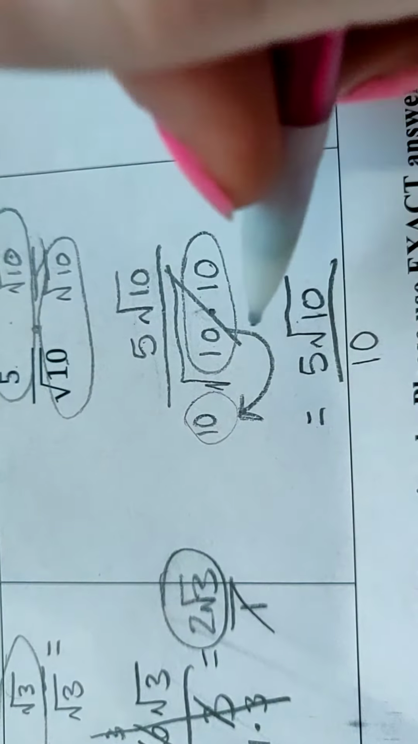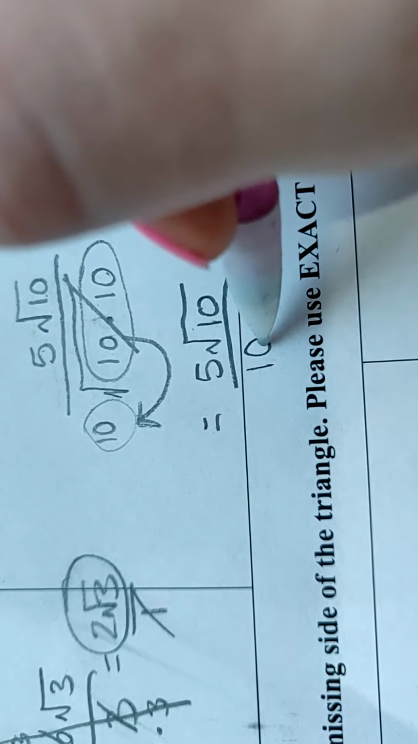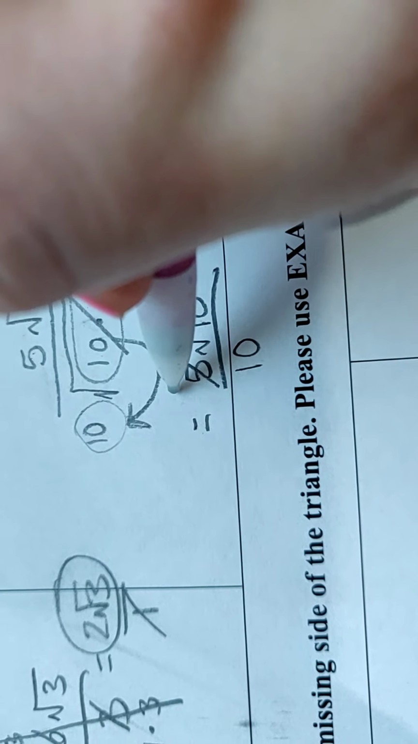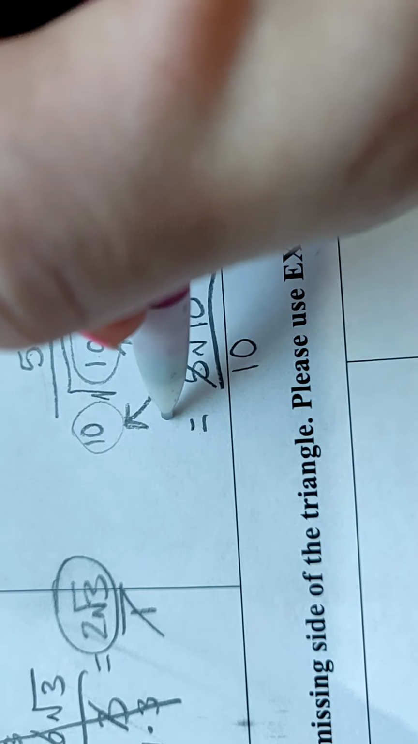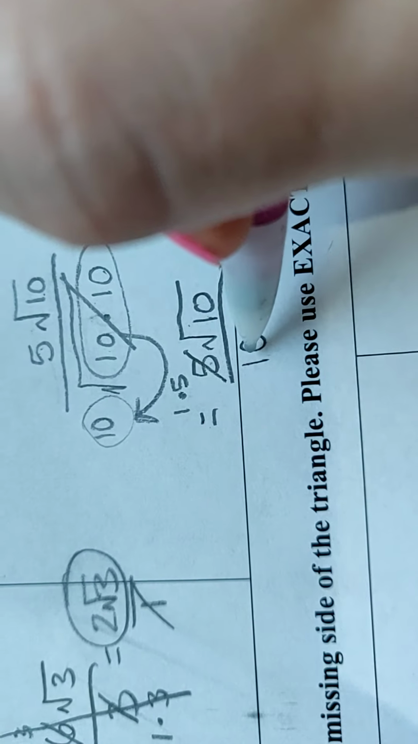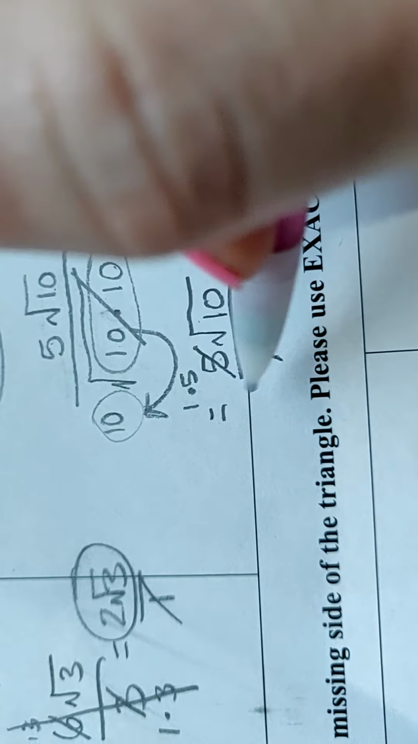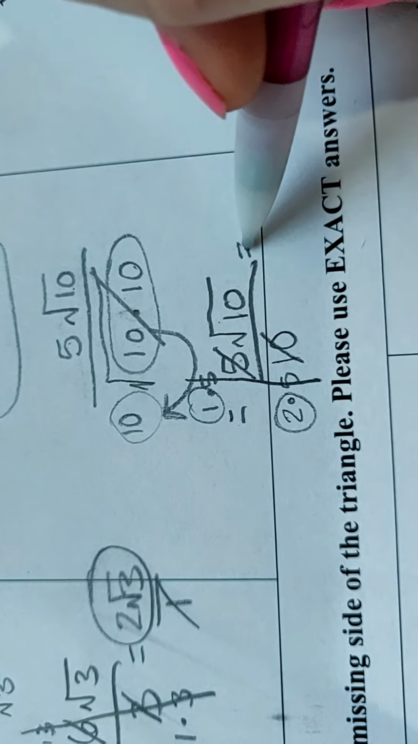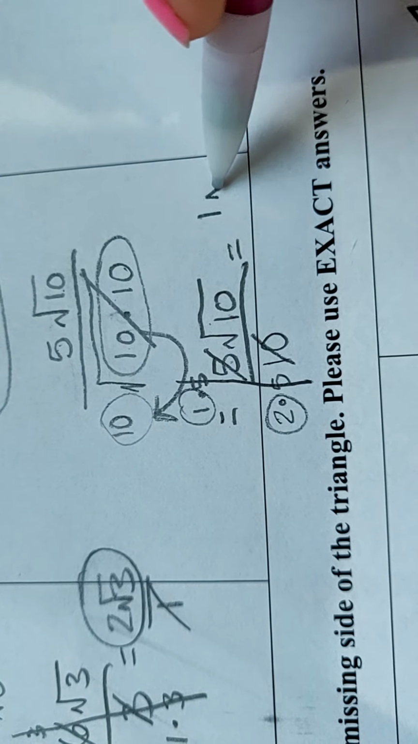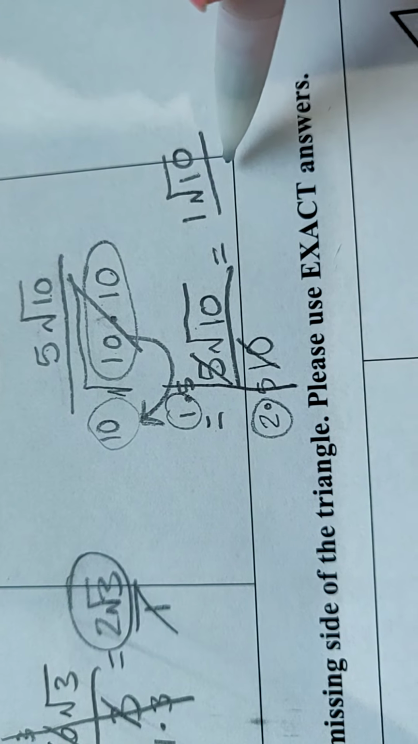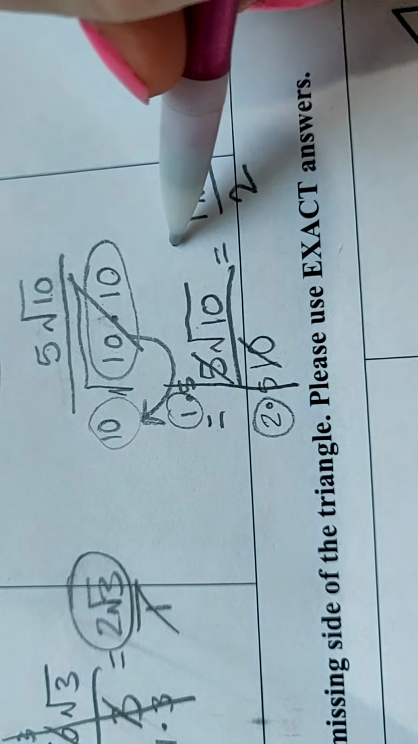This is our favorite part. We got to simplify. 5 over 10 is the same thing as if I took my 5 and did 1 times 5, and if I take my 10 and make that 2 times 5. Now my two 5s are the same, so I'm going to cross those out. I'm left with a 1 on top and a 2 on the bottom. So now I can write 1 root 10 divided by 2. There's my final answer.